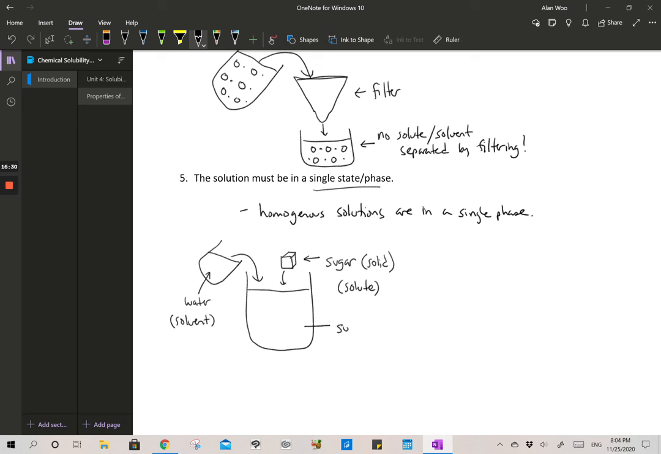So sugar particles mix so evenly in between water molecules such that only one phase is seen.